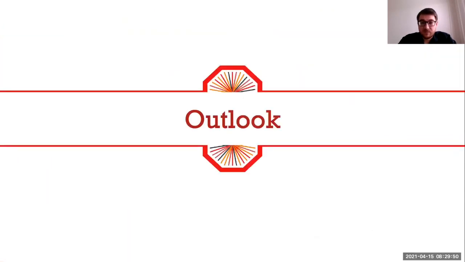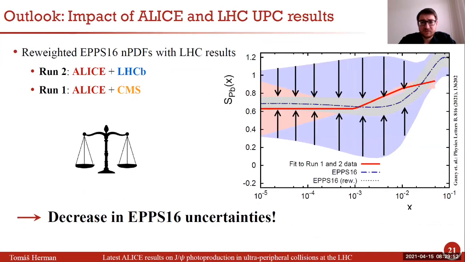Now let's have a brief look into the future. Recently it has been demonstrated by Jose and colleagues what the impact of the ALICE and LHC UPC results can be. They reweighted the EPPS16 nPDFs with the LHC results from run 2 by ALICE and LHCb and run 1 by ALICE and CMS. And you can see on the plot on the right the significant decrease in the uncertainties when we go from the blue area to the gray area.